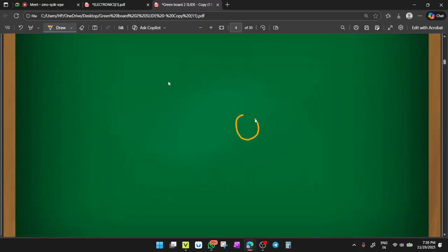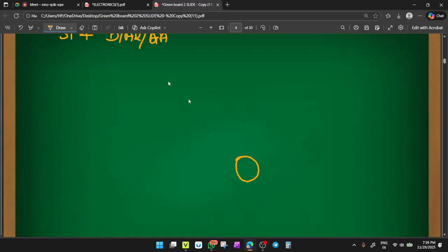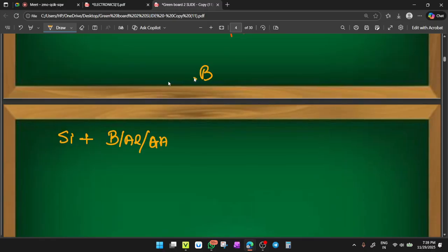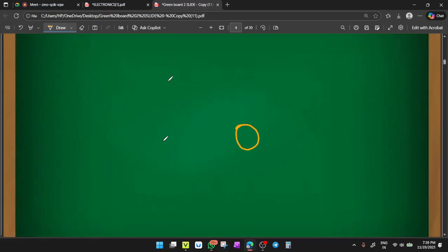The atomic number of boron is 5, so the configuration is 2, 3. Boron's electronic configuration is 2, 3, meaning the outer valence shell has 3 electrons. Also it is from the 13th group, so 3 electrons will be there in the outer shell. So this is the boron atom, and this is the first boron electron, second boron electron, and this is the third boron electron. Clear? And this is the fourth bond, but there is no electron.